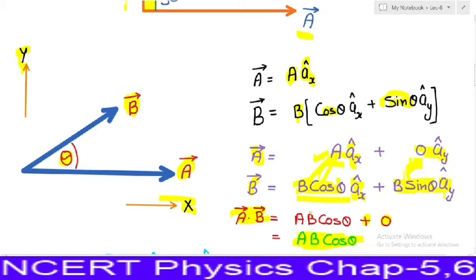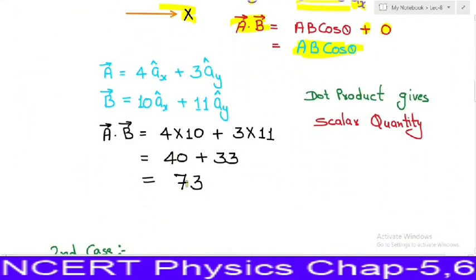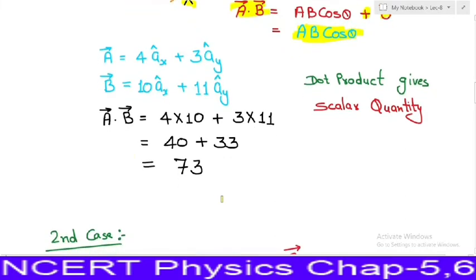So it is very easy to find A dot B when vectors are given in form of ax cap and ay cap. For understanding purpose, we take one more example. Suppose vector A is equal to 4ax cap plus 3ay cap and vector B is equal to 10ax cap plus 11ay cap. So A dot B would be equal to 4 into 10, 40, plus 3 into 11, 33, and A dot B is equal to 40 plus 33, that is 73.